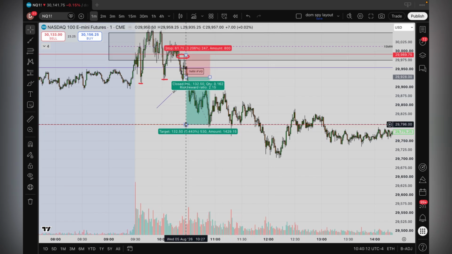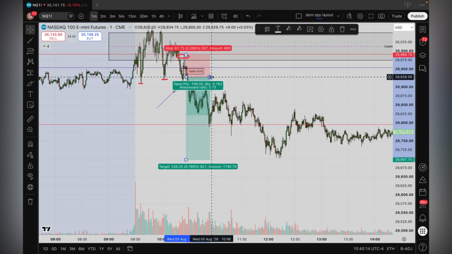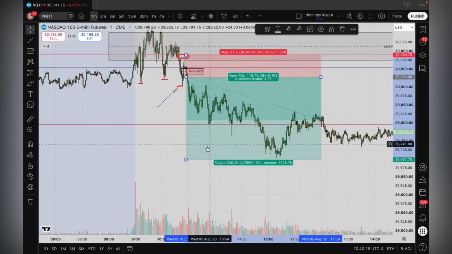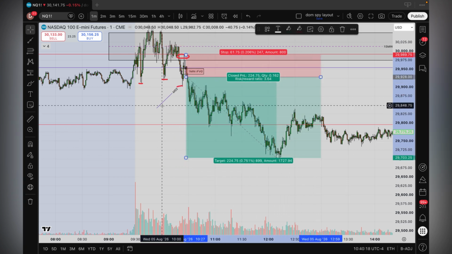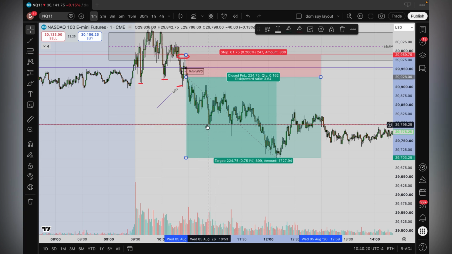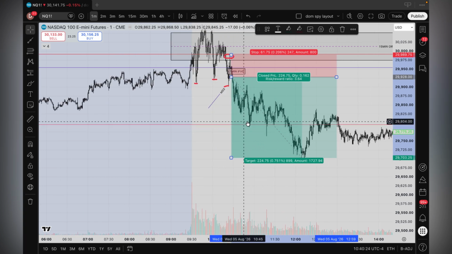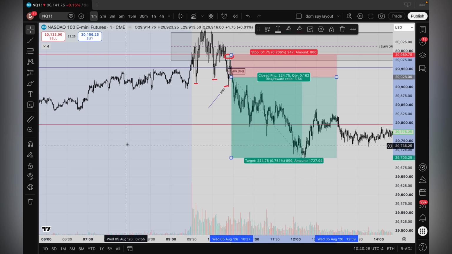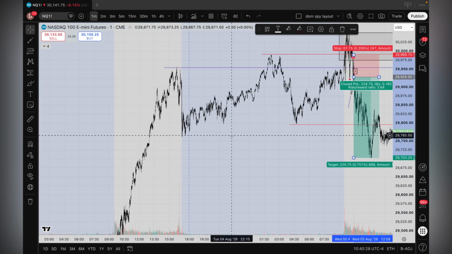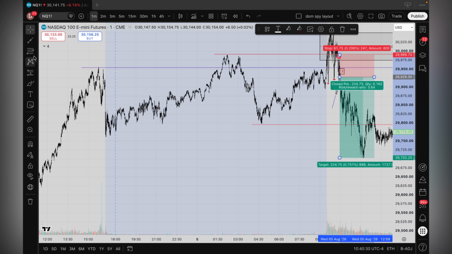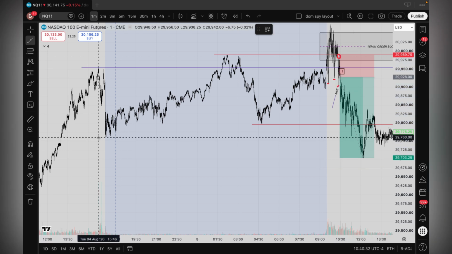Some people hold runners, okay? So if you had, let's say, 10 micros, you sold 5 right here, or even 8. Let's say you sold 8 micros right here and held 2. This trade could have went farther down. You have this aftermarket hours right here.